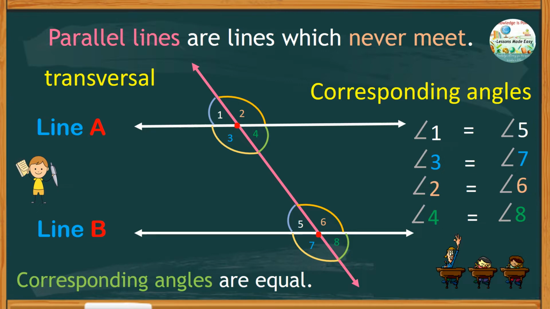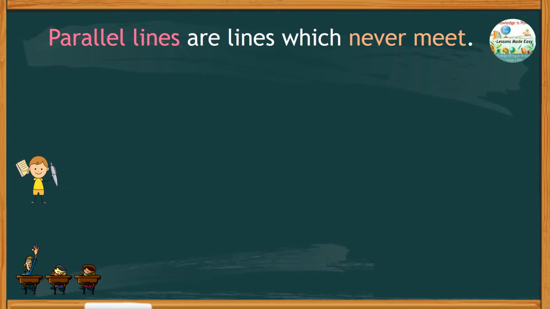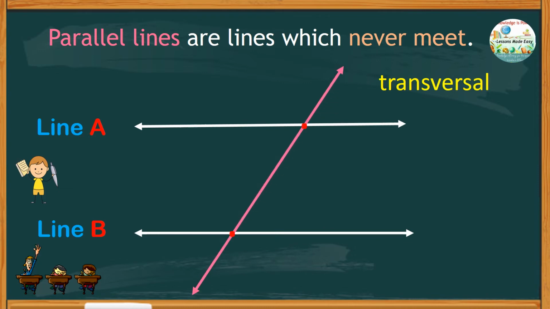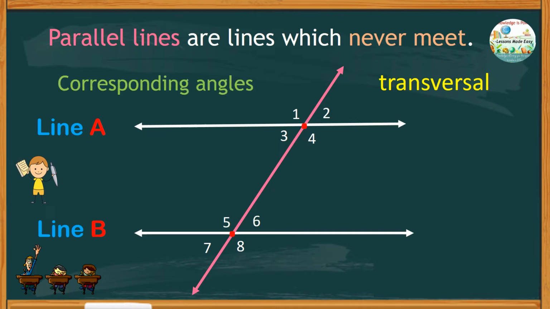Let's try moving the transversal and see if the size of the corresponding angles will still be equal. Let's use the same parallel lines, but this time the transversal is more inclined to the right, like this. Again, let's count the number of angles. We have 1, 2, 3, and 4 on the first line, and 5, 6, 7, and 8 on the second line. Let's identify the pairs of corresponding angles, starting from the left side of the transversal.